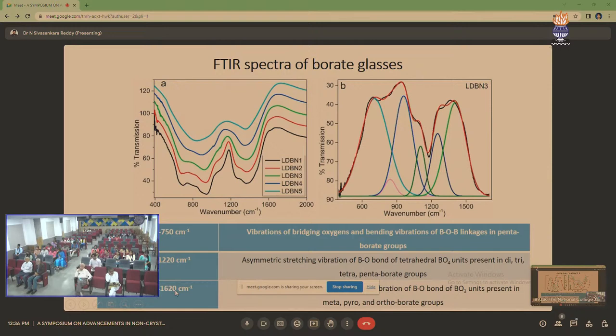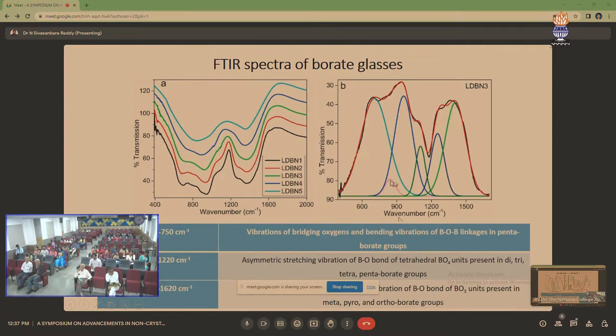And the 1200 to 1600 vibrational bands are associated to B-O bond stretching vibrations in trigonal borate units. If you actually split this, there are overlapping peaks. If you deconvolute this FTIR spectrum, isolated peaks can be resolved. In this spectrum, it is shown clearly. You can see clearly that 690 centimeter inverse peak, that is the B-O-B linkage. And you can also see that in 800 to 1200, there are multiple peaks.